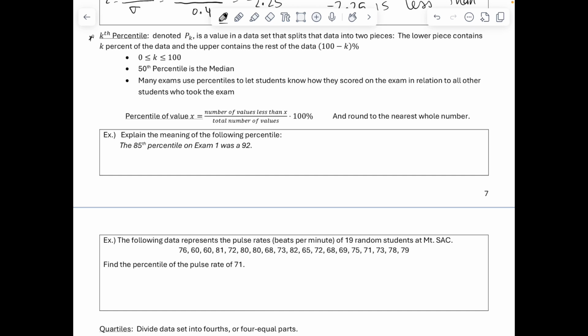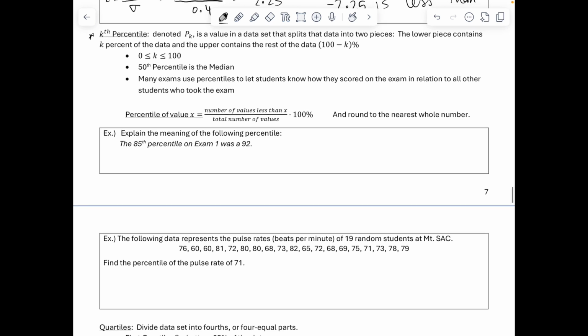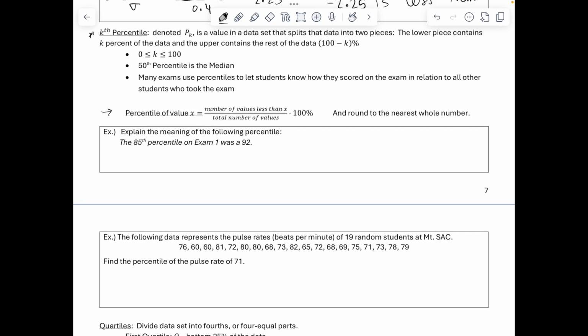Many exams use percentiles to let students know how they scored on an exam in relation to all other students that took the exam. So there's a little formula on here to figure out the percentile of a value x. You take the number of values that are less than x and divide by the total number of values and then times it by 100%. You're then also going to round to the nearest whole number.